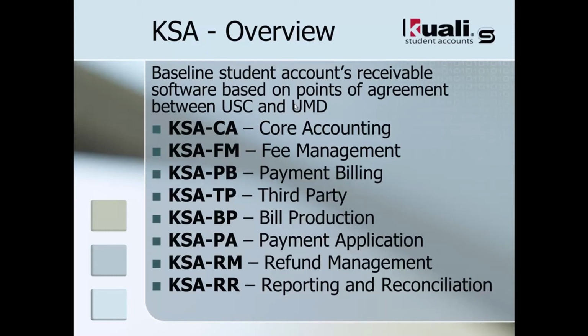We worked with the University of Maryland and the University of Southern California to come up with a baseline group of things they needed to be able to do within an account receivable package for students. So when we went through all our functional requirements gathering, we came up with these modules that made up the whole suite, or the baseline suite of Kuali Student Accounts. Most Kuali products are 3 or 4 letters long, or 5 letters long, just to make ourselves special. We've got KSA-CA, which is core accounting, which deals with payments, charges, all that accounting type stuff.